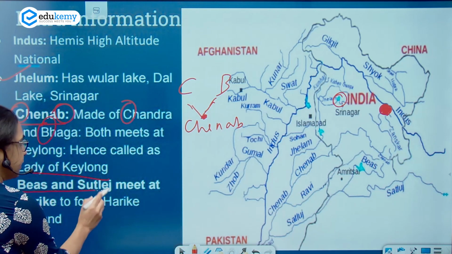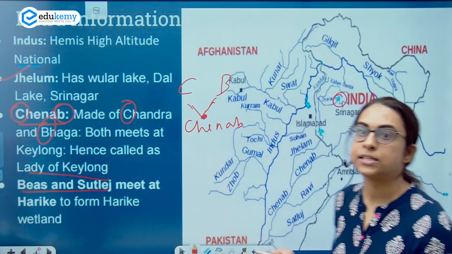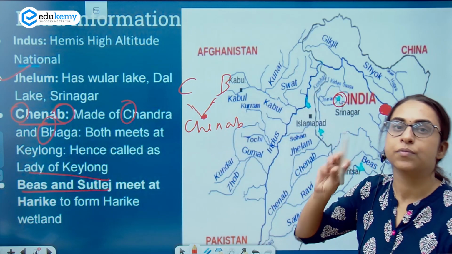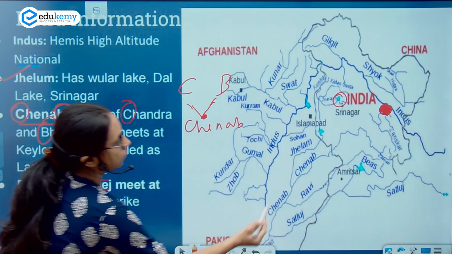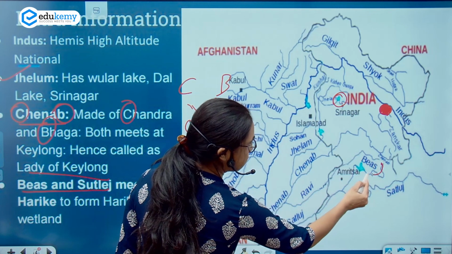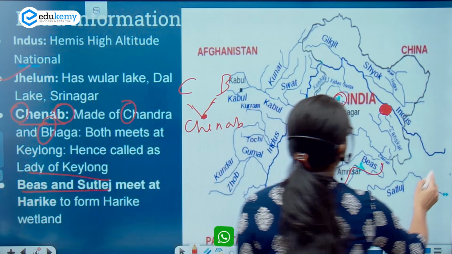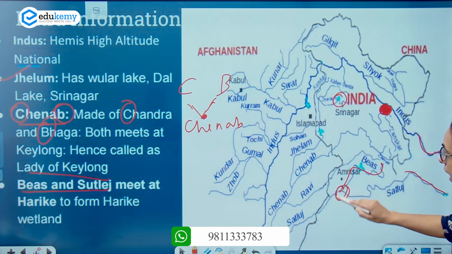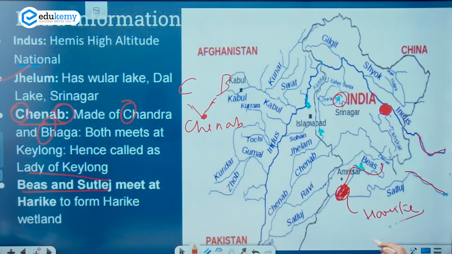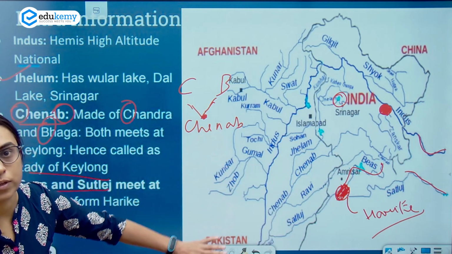Coming on to Beas and Satluj. Beas is the only river among these tributaries which rises in India and ends in India. So remember some important unique facts like this. This is where the Beas originates and this is where it ends. This is your Satluj, which is flowing parallel to the Indus. At the confluence of Beas and Satluj you have your Harike wetland. So the Harike wetland, which is an important wetland, is situated at the confluence of Beas and Satluj.